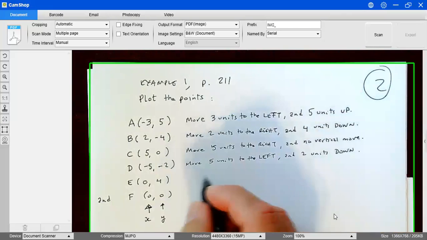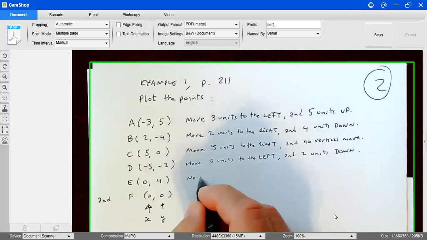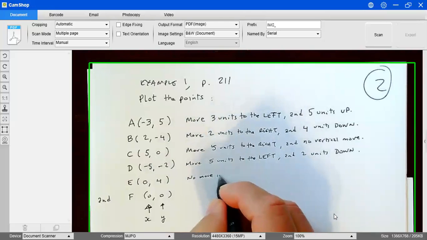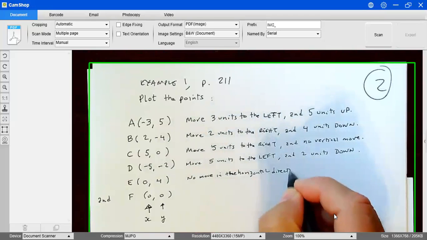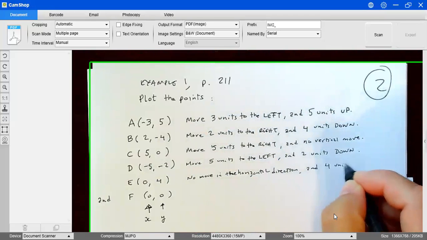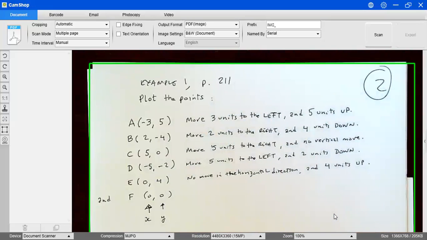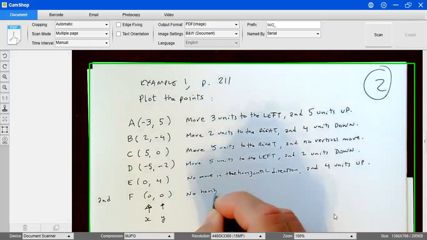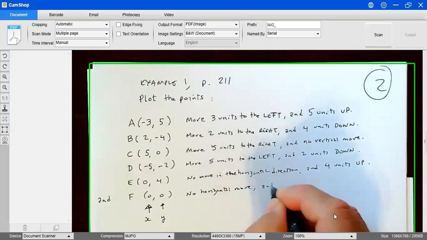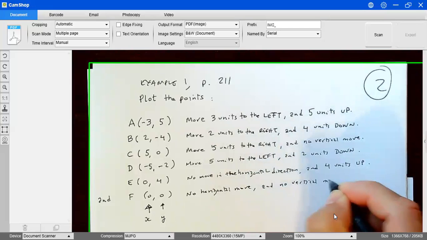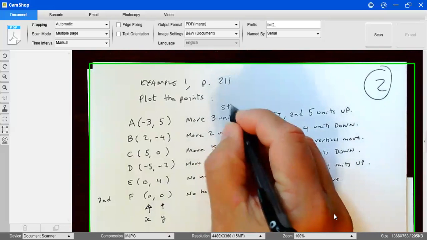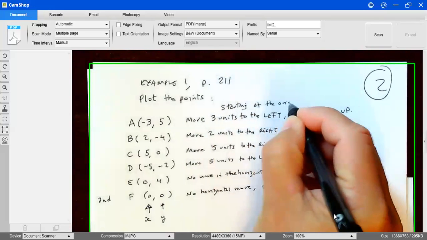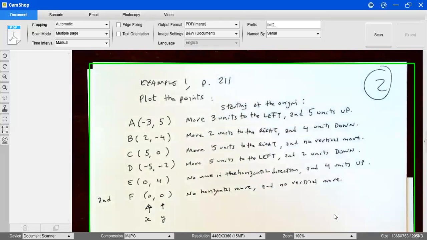In the next case, you have 0 for x, so no move in the horizontal direction, and 4 units up. And finally, in the last one, no horizontal move and no vertical move. Since you start at the origin in all these cases, in the last case you just stay at the origin. So remember, starting at the origin, you're going to perform these moves, and then you get to your final destination, and that's the location for the corresponding point.